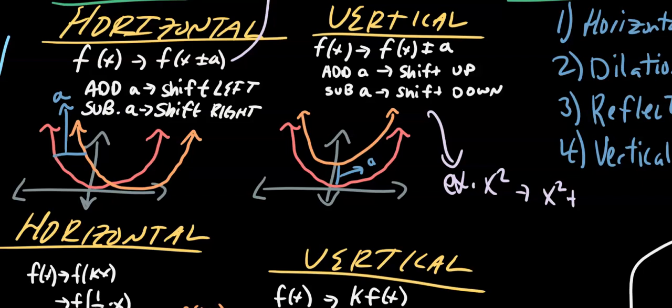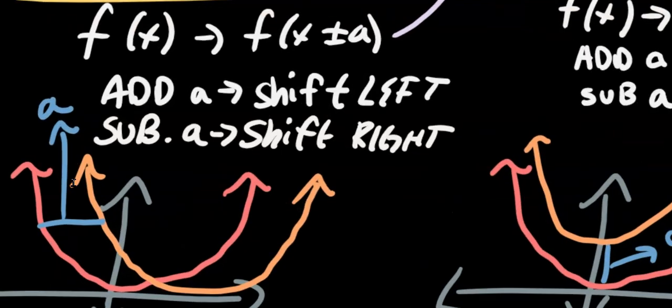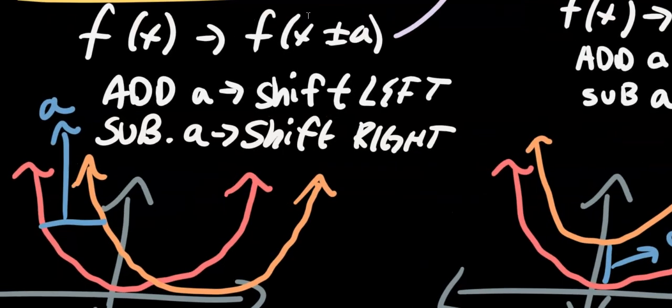Now again, let's take a look at that formula right here. The change is happening within the parentheses. Within the parentheses, take note of that. And also realize that adding an a results in a leftward shift while subtracting an a is a rightward shift.